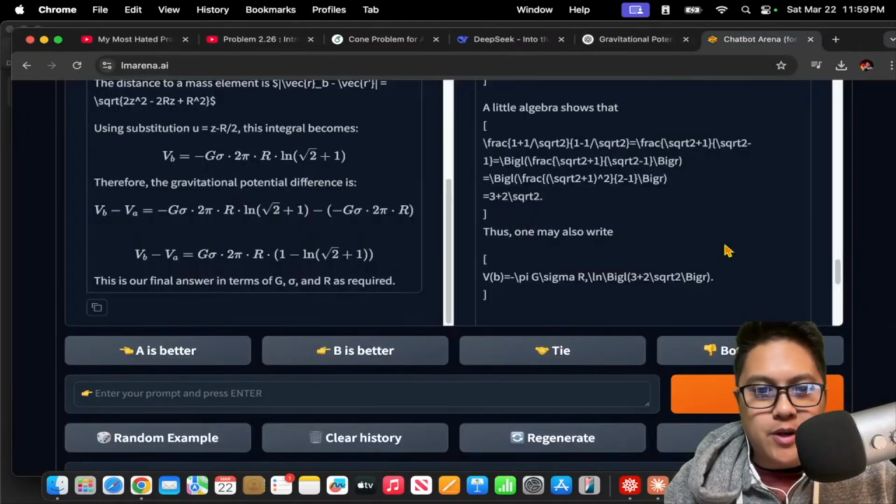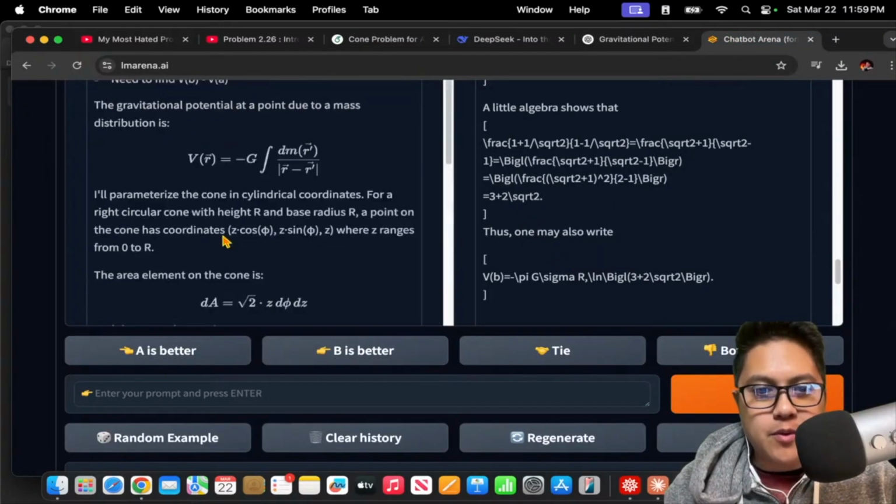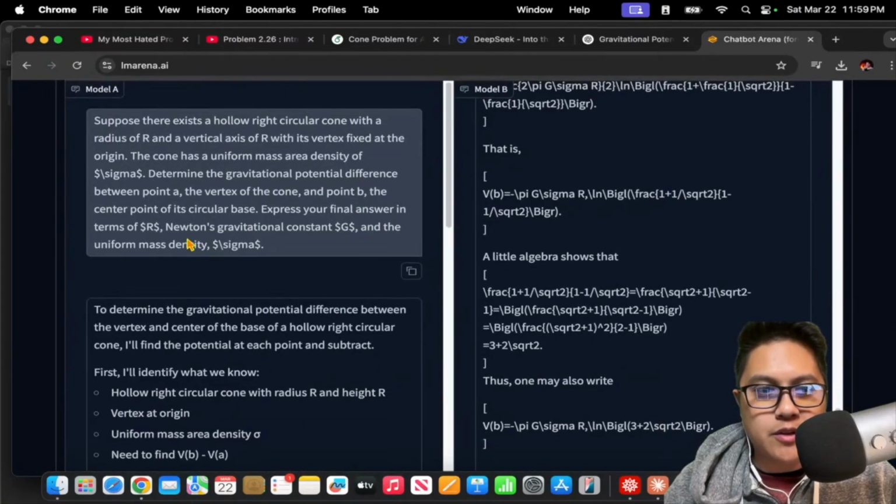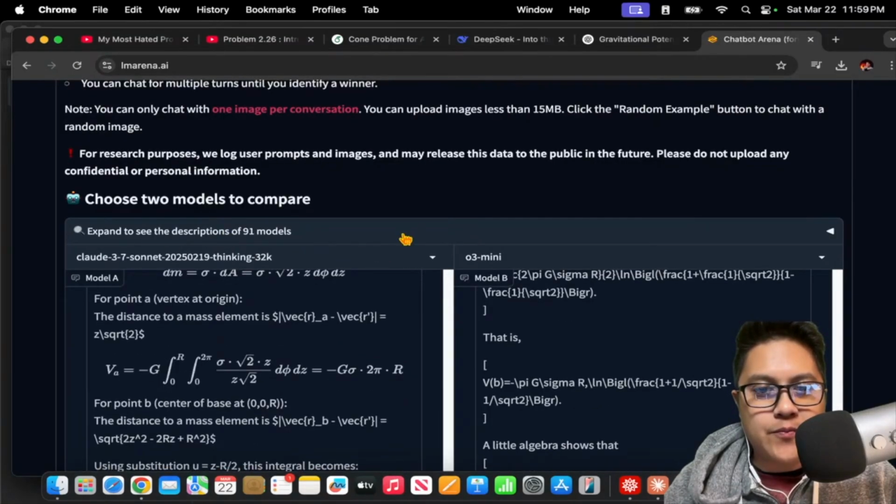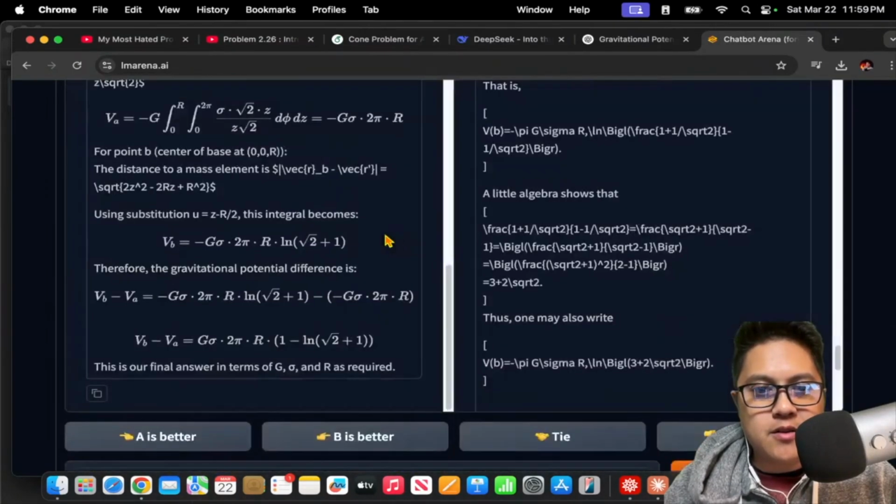How about the chatbot arena? So Claude got it too, actually. Claude 3.7 got it. This is the same answer.